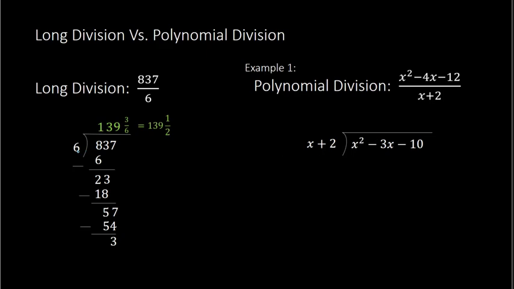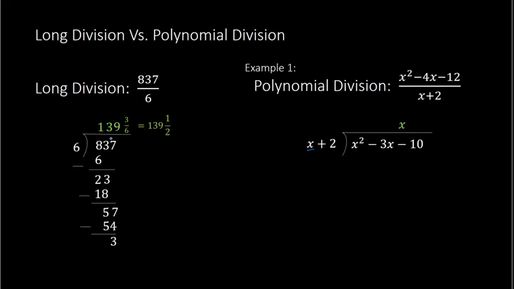And just like the first step over here was to see how many times the 6 goes into 8, we see how many times does the x go into x squared. So what times x gives me x squared? Well, that's going to be an x. X times x is x squared.